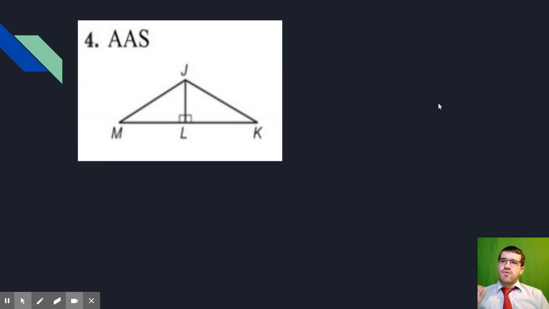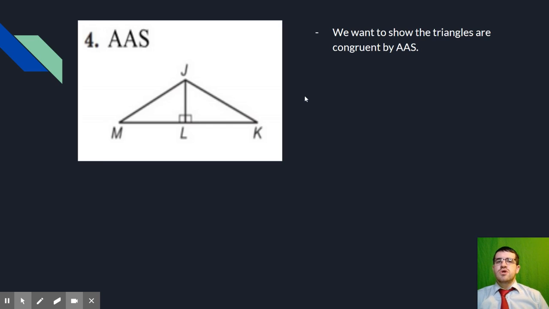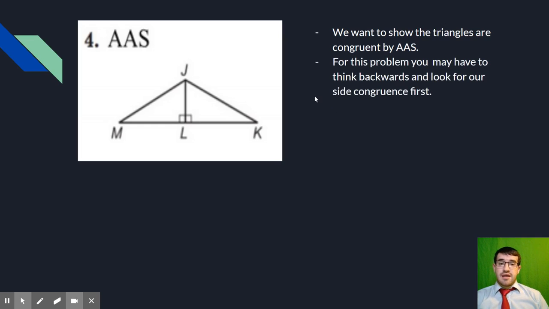Okay, now problem 4 is a little bit trickier. Not much, just a little bit. When I looked at this, I had to think about it a little bit more than the other ones. For this one, we want to show that the triangles are congruent by angle, angle, side. And when I was doing this and checking, I had to think backwards a little bit and look for our side congruence first. Then I knew which angles I'd be looking for.